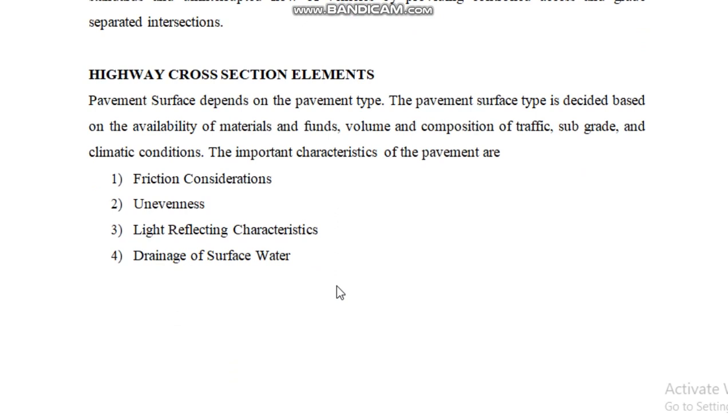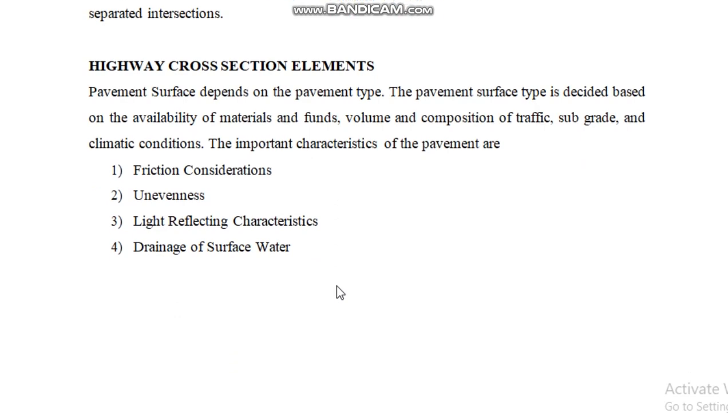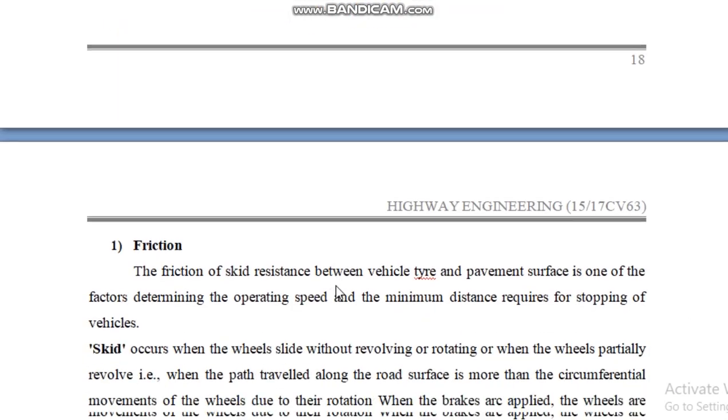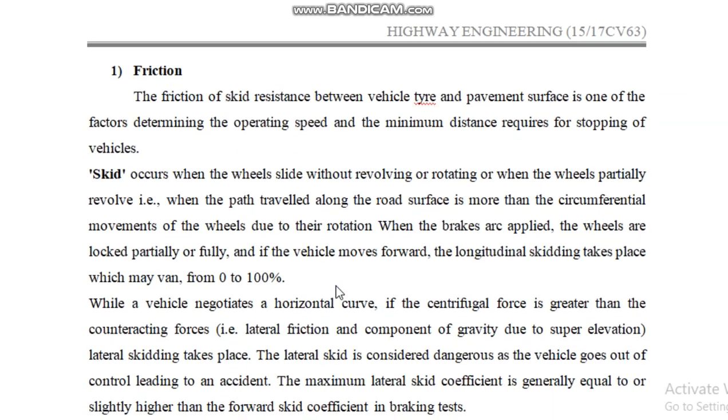The next, let us start with the highway cross-sectional elements. Here the major types of cross-sectional elements that we come across are frictional considerations, unevenness considerations, light reflecting characteristics, and then drainage of surface water.